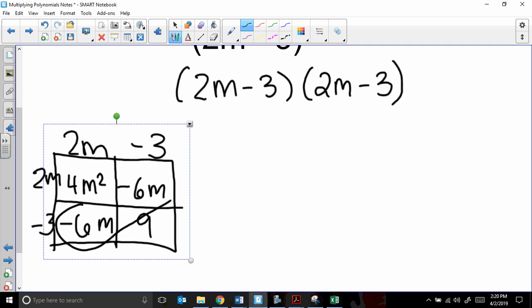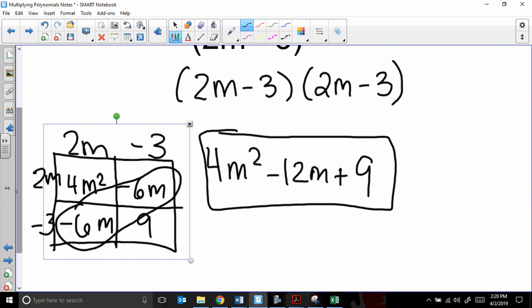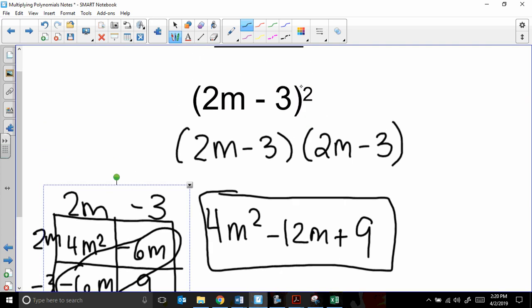So here you can see on the diagonal we're going to have to combine like terms. So we bring it down, 4m squared minus 12m plus 9. And there we've multiplied. So make sure you're careful that when you have raised to the second power or squared, that just means multiplied by itself.